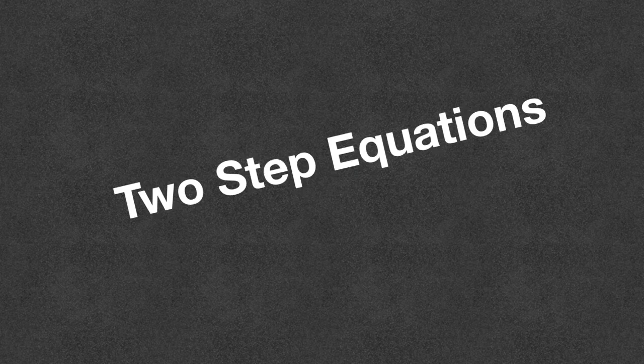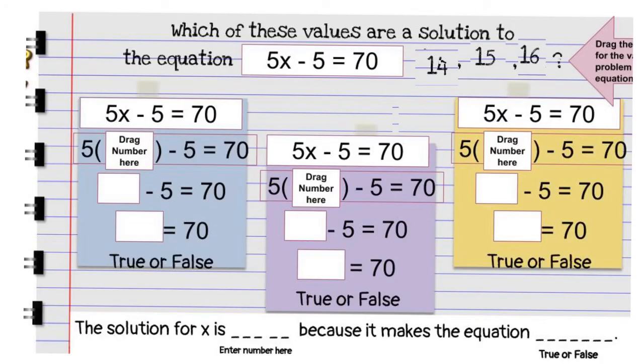Now that you've done one-step equations, we're going to look at two-step equations. And we're just going to add one little step on because it's a two-step equation. So here's a two-step equation problem. It looks pretty much like the one-step equation, but there'll be one extra step. Which of these values are a solution to the equation 5x minus 5 equals 70? We have 14, 15, and 16.